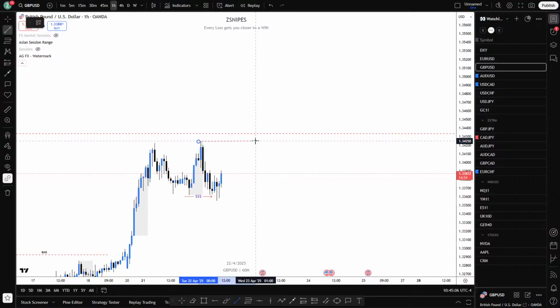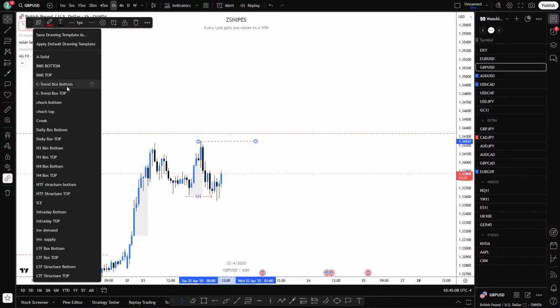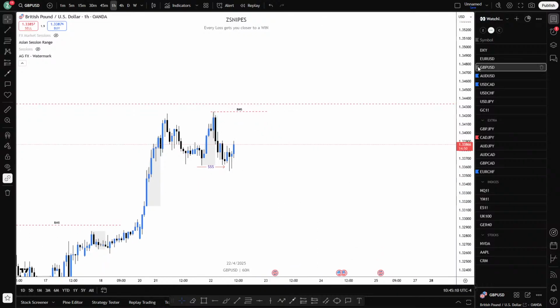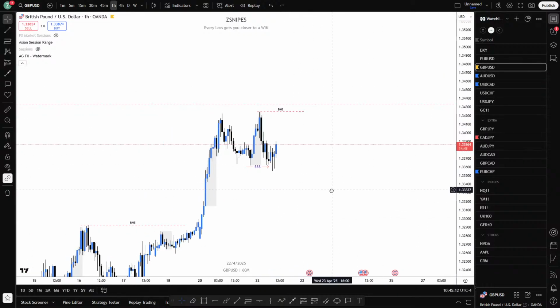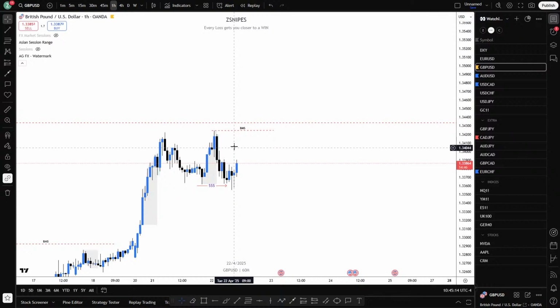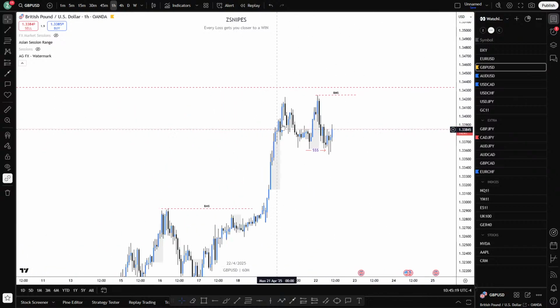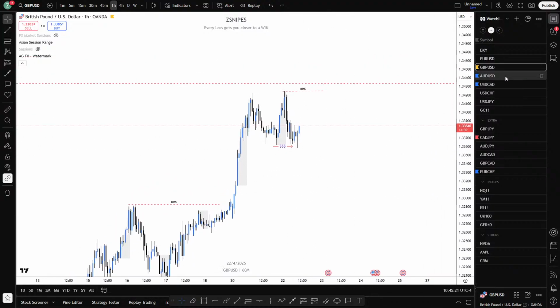We'd like to see a break of this high potentially if we can get up there today, and we will have a setup and put that here as yellow. So we have a manipulation. All we need is a break of structure here on GU, and we'll have a trade there that we could take potentially tomorrow.